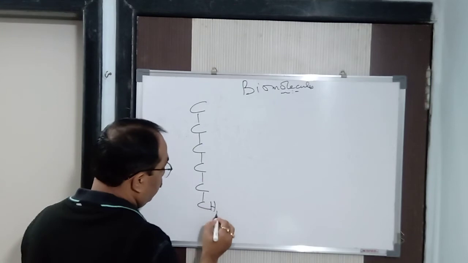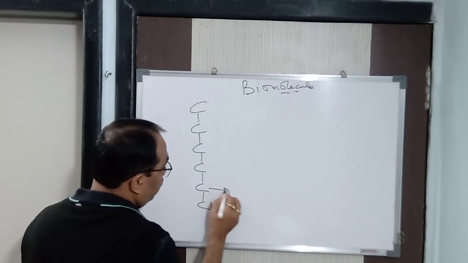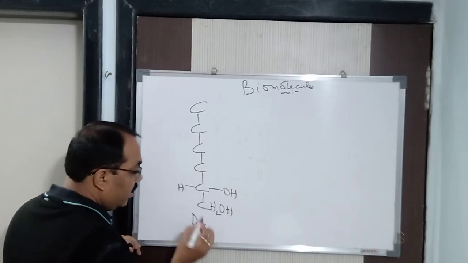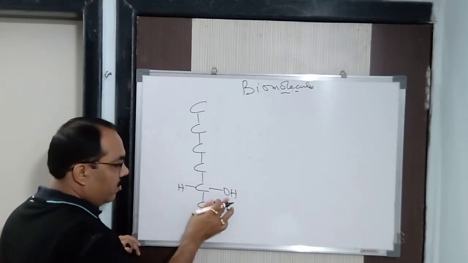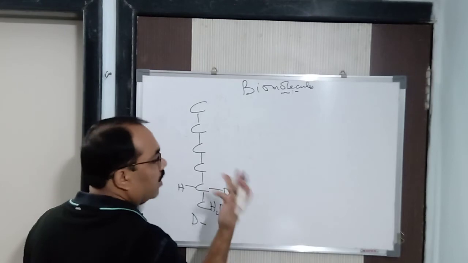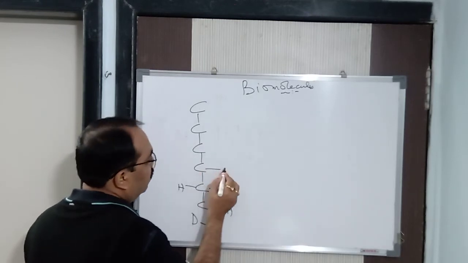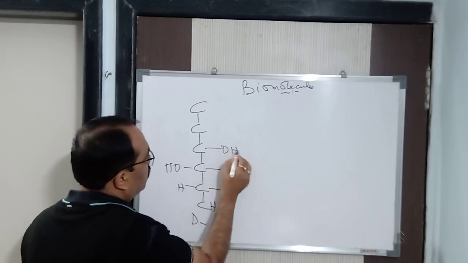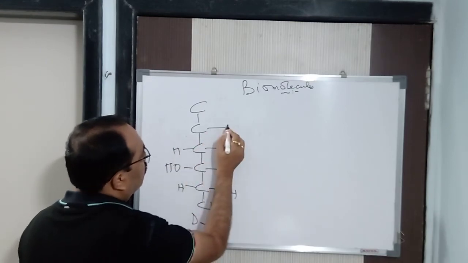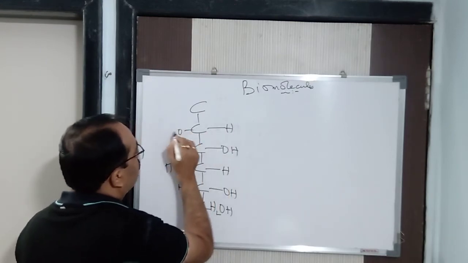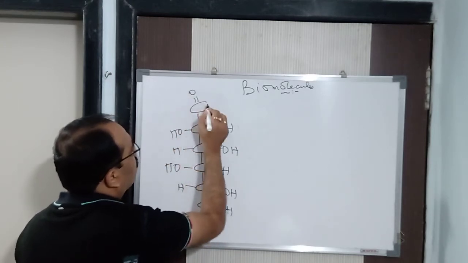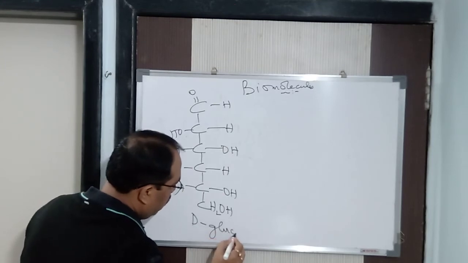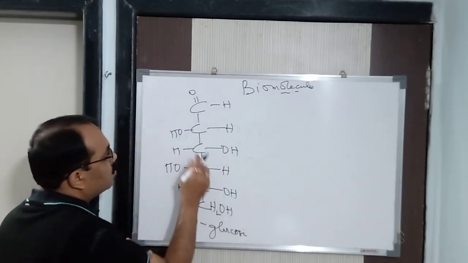Now this is your CH2OH. If I write OH on the right, see here, this is known as D. Done. If OH is on the left, it is known as L. That's it. Clear. Now it is H, this is OH, this is OH, alternately I am writing it, H, and this is H, this is OH, and this is your CHO. So what is this? It is glucose.